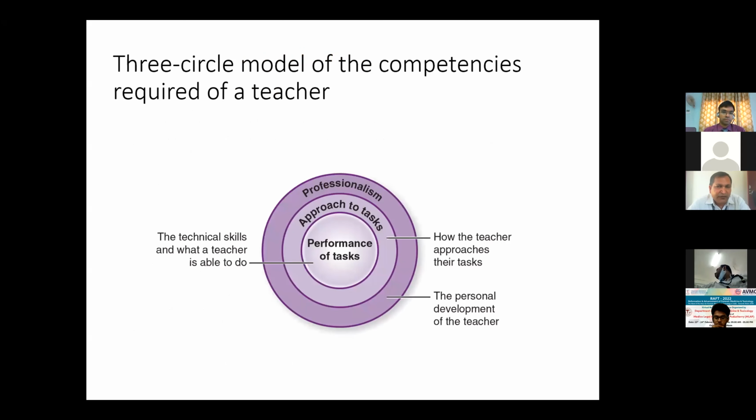There is a model for the competency required of teachers. In the center is the performance of the task, the middle circle is the approach to the task, and the outer circle is professionalism. Professionalism is nothing but the personal development of the teacher. The middle circle is how the teacher approaches the task, and the most important is the performance of the task: the technical skills, what a teacher is able to do, which is very, very important. When you are teaching students, you have to be centered on what skills you are giving as a teacher to the students. That is very, very important.